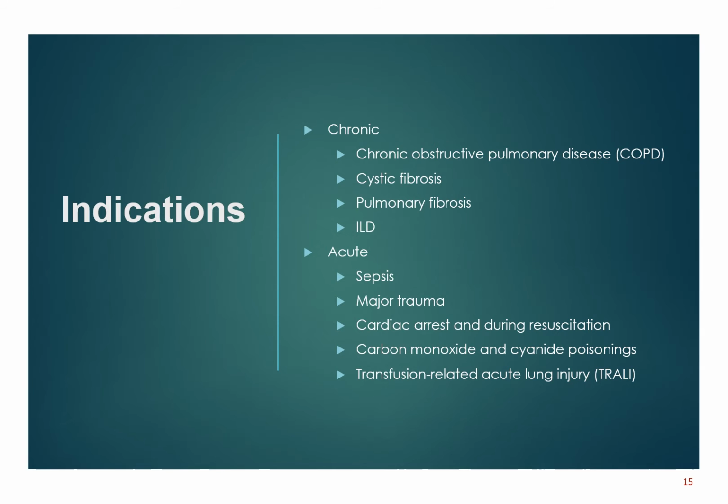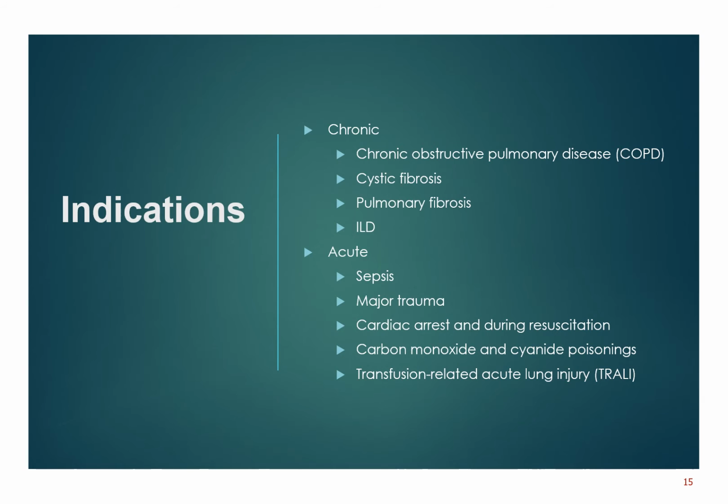Let's talk about the acute side. There are many acute disorders that really need oxygen therapy. For example, if someone is septic, they definitely need oxygen therapy because of tissue oxygenation. Major trauma, such as a chest contusion, a flail chest, or a pulmonary contusion, all of those patients could benefit from oxygen therapy. In regard to cardiac arrest, a lot of times these patients are given oxygen therapy to recuperate because the heart needs oxygen. Also, patients who have carbon monoxide poisoning or cyanide poisoning benefit from oxygen therapy.